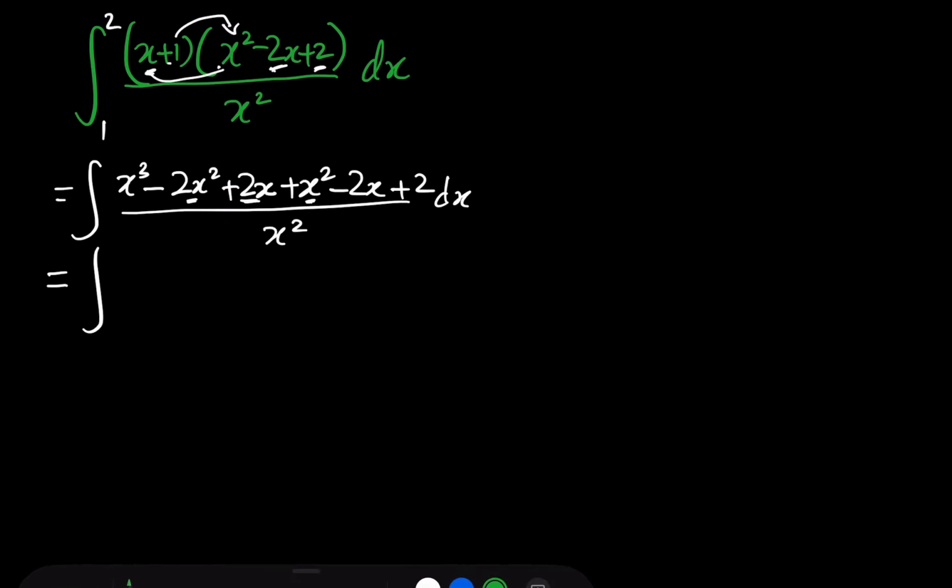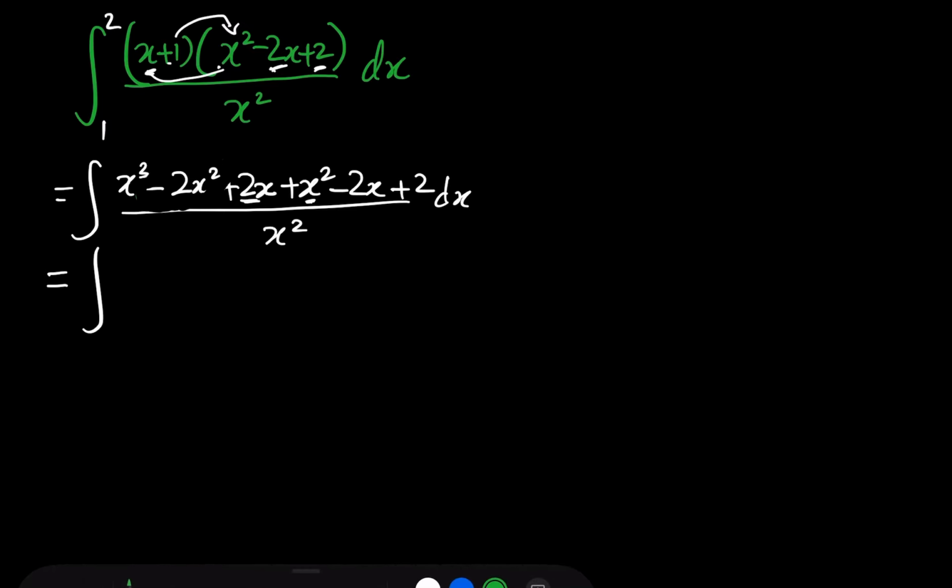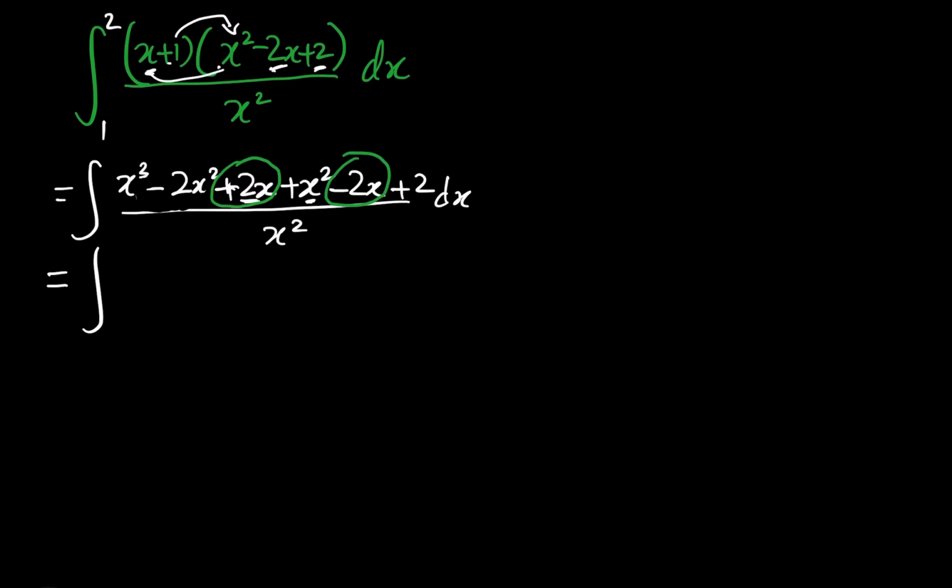Sorry. Let me take that again. So let me wipe that neatly. I need to take my time. Okay, so we're saying that if this plus 2x here will take on this negative 2x, it's gone. Say bye to each other. Now we're going to have our x cubed minus 2x squared plus x squared plus 2 all over x squared, and then we have our dx here.